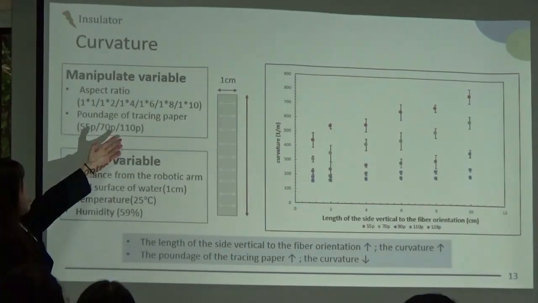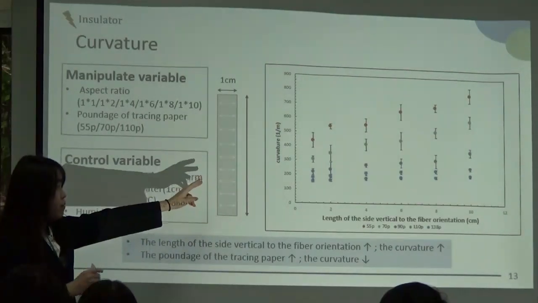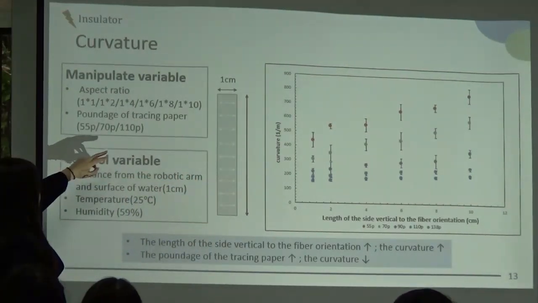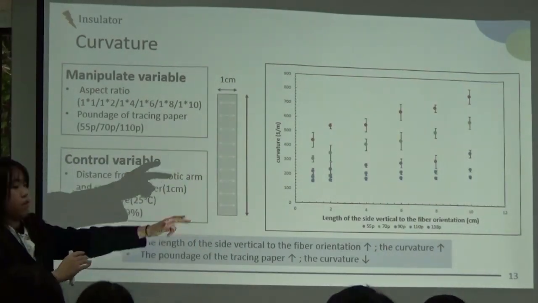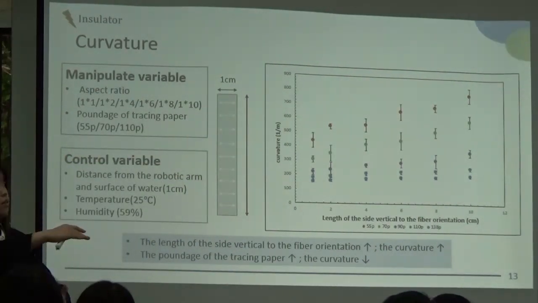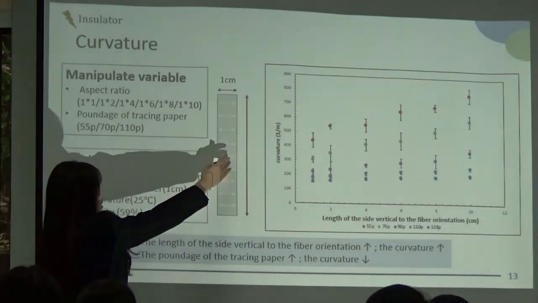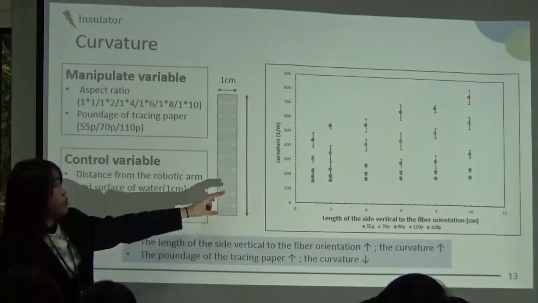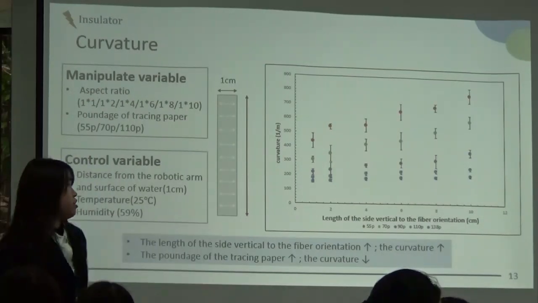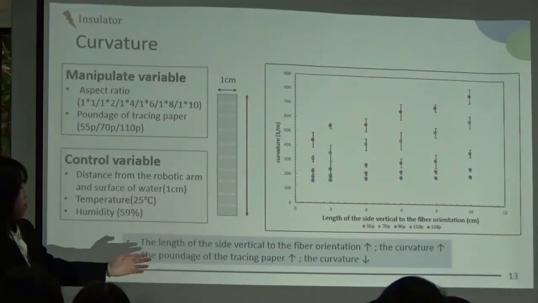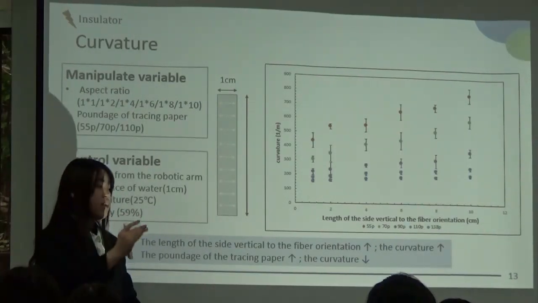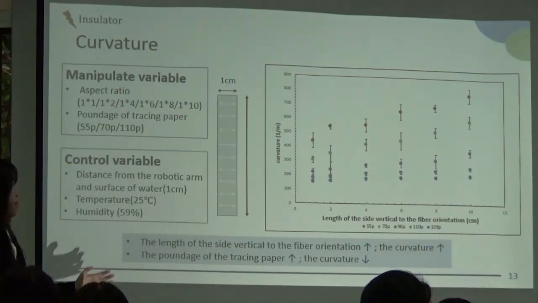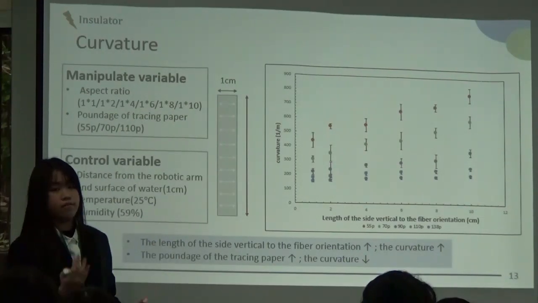And now I'm going to change the fiber orientation of it. We control the length of the side parallel to the fiber orientation to 1 centimeter, and we change the length here. So in the graph you can see that when the length of the side vertical to the fiber orientation increases, the curvature will also increase. And when the poundage of the tracing paper increases, the curvature will decrease.